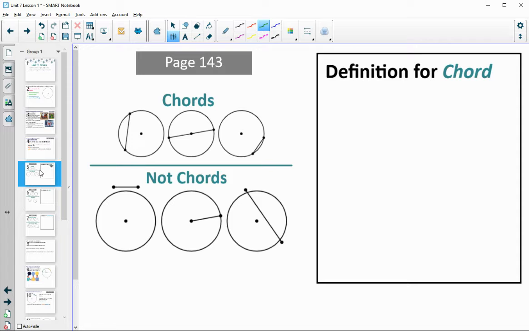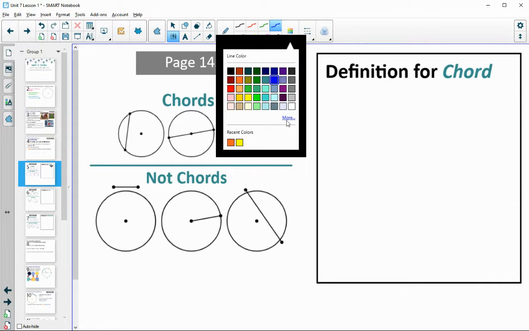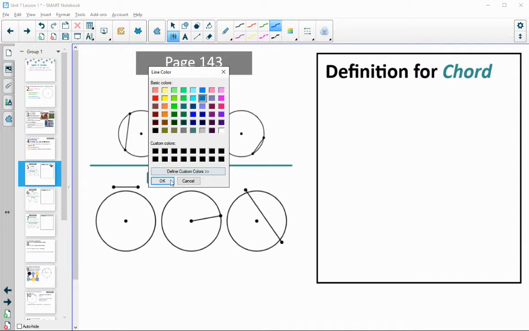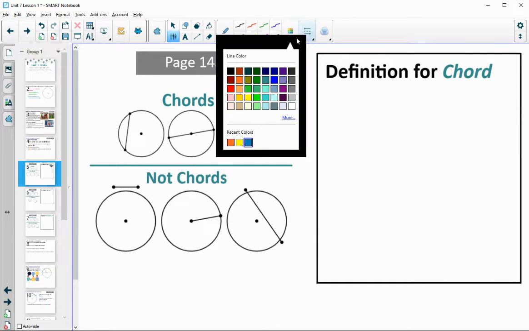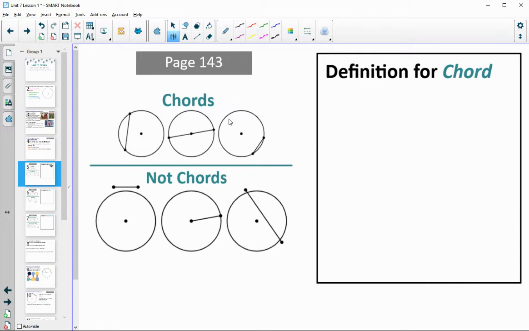Okay, so when you're looking at chords, hopefully you noticed a couple of different things that make these examples and non-examples stand out from each other. So let's highlight a few things on here. All right, so for chords, we see like this one's outside of the circle, okay? This one seems to go outside of the circle as well. You can have shorter chords, but this one just goes to the center. This one doesn't go to the center.